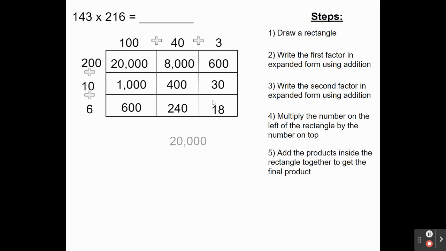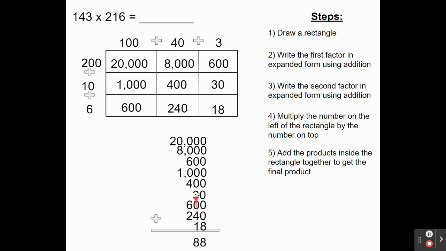So let's add 20,000 plus 8,000 plus 600 plus 1,000 plus 400 plus 30 plus 600 plus 240 plus 18. We got all of these numbers from the areas inside each of the rectangles. Let's start by adding the ones place. All these zeros plus 8 is 8. In the tens place, we have all these zeros plus 3 plus 4, which is 7, plus 1 more is 8.